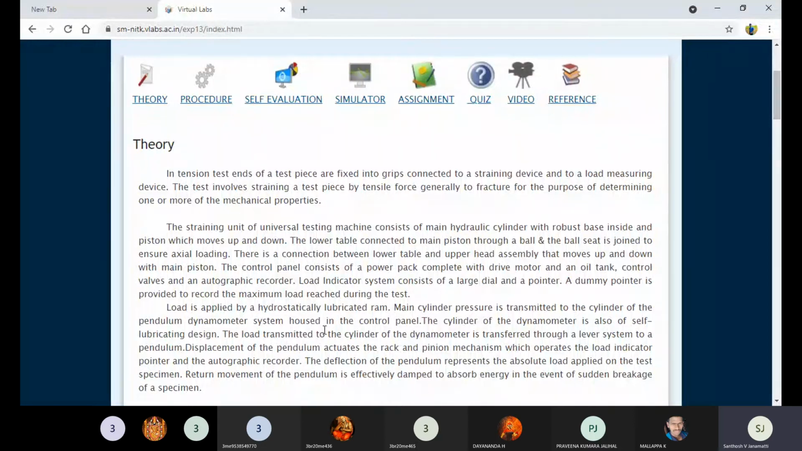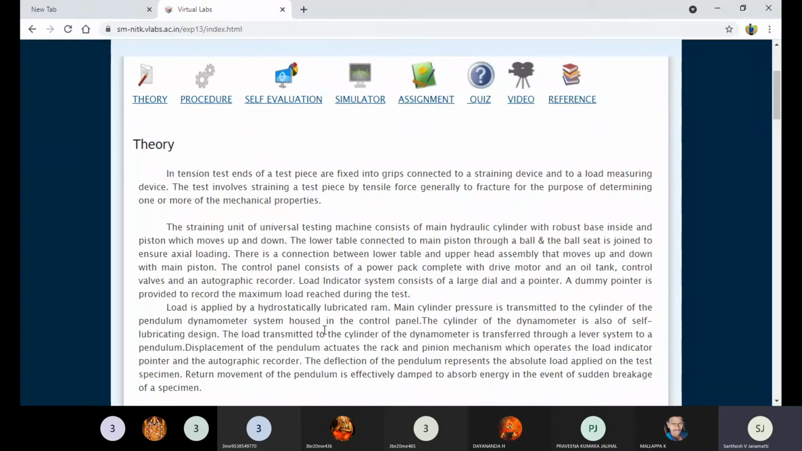There are two types of deformation. One is elastic deformation, the other is plastic deformation. Elastic deformation we cannot see with our naked eyes. That happens within the elastic limit. Plastic deformation we can see with our naked eyes, because that will be a permanent mark over the material. That happens above the elastic limit.